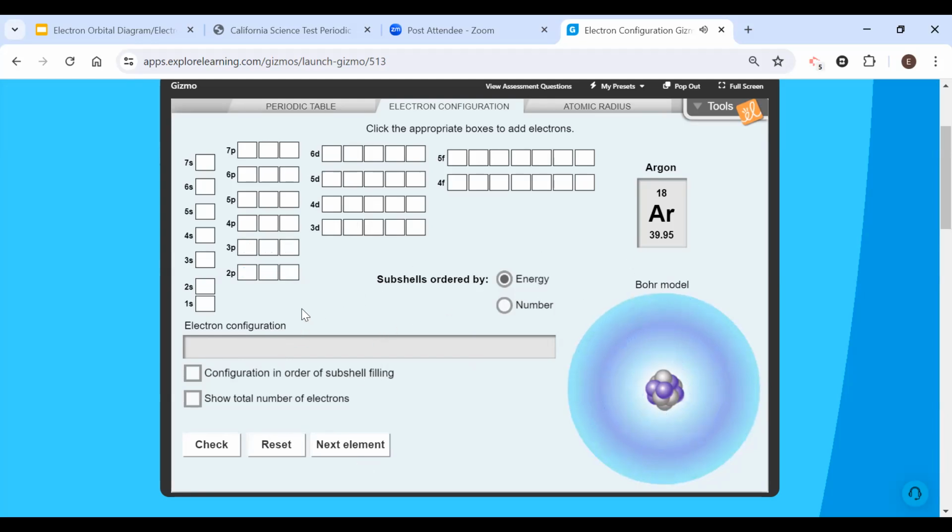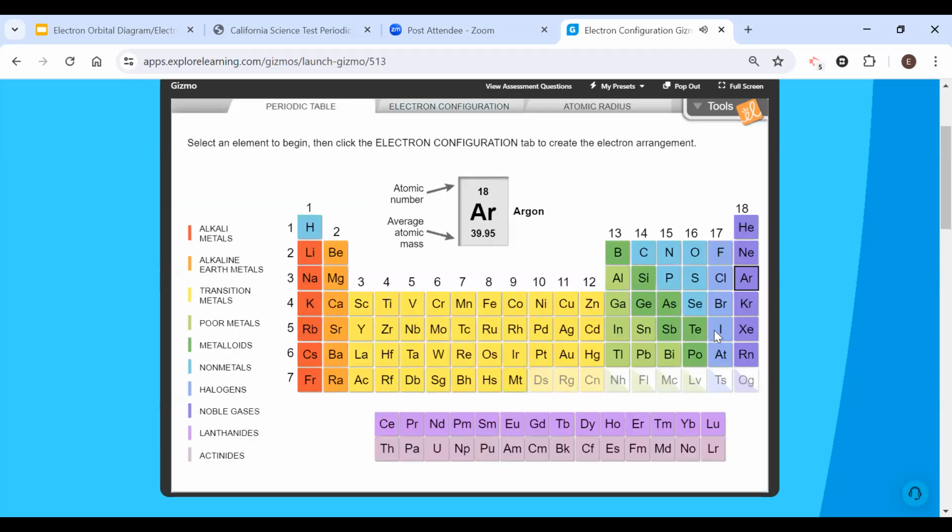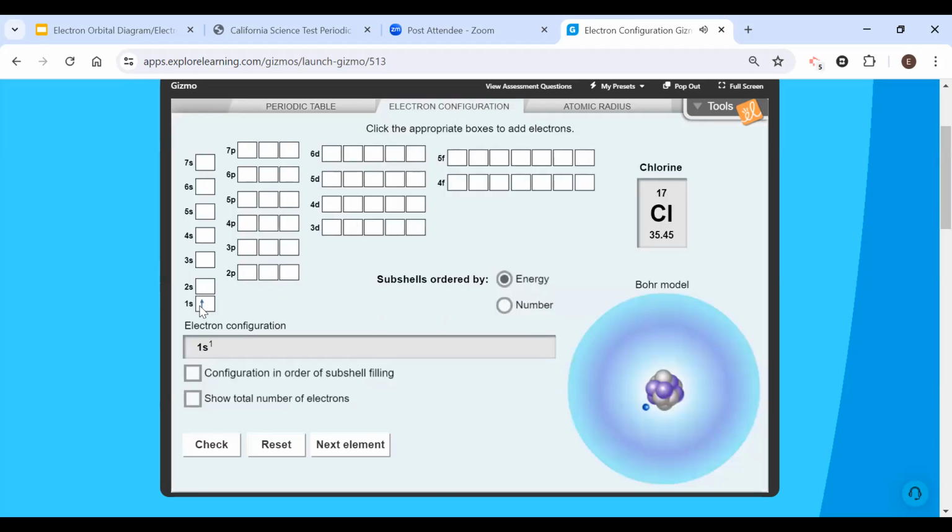Chlorine. So we go here, get chlorine from the periodic table. That will be 17 electrons. 1, 2, 3, 4, 5, 6, 7, 8, 9, 10, 11, 12, 13, 14, 15, 16, 17, 18. No, 17, I'm wrong. So here we go. 1, 2, 3, 4, 5, 6, 7, 8, 9, 10, 11, 12, 13, 14, 15, 16, 17. Okay, 17. That's it. Then the last one is calcium.